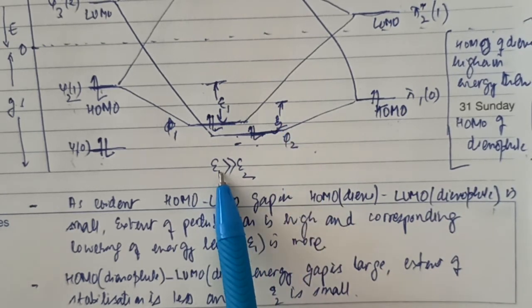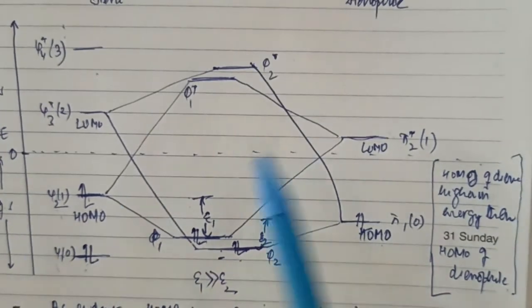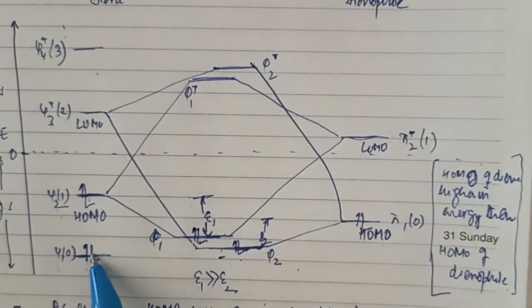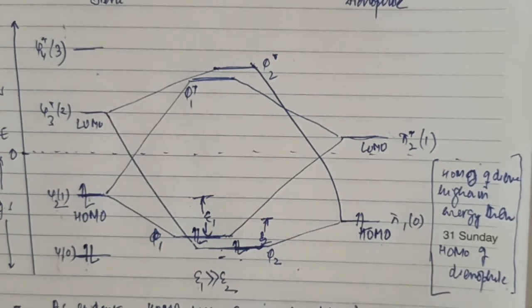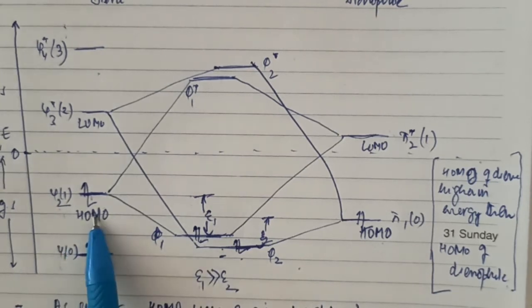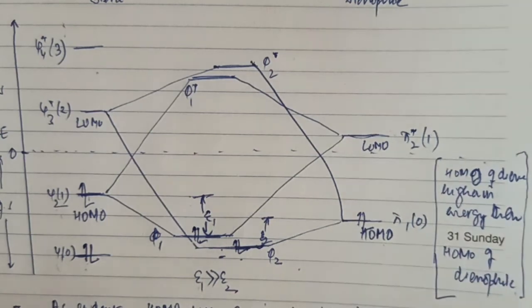Hence E1, the extent of stabilization while considering the HOMO of the diene with LUMO of the dienophile, is much higher, and E2, while considering the HOMO of the dienophile and LUMO of the diene, is smaller. Therefore, our consideration would always remain the interaction between the HOMO of the diene and LUMO of the dienophile while considering a normal Diels-Alder cycloaddition reaction.